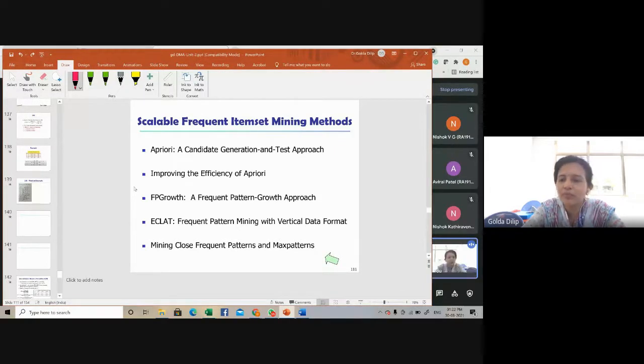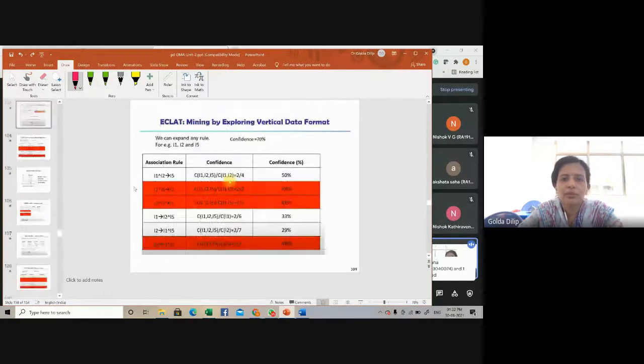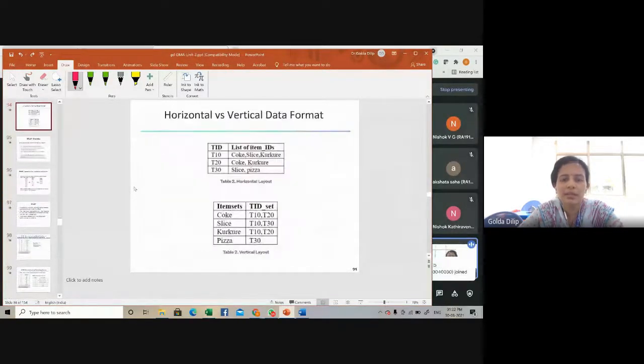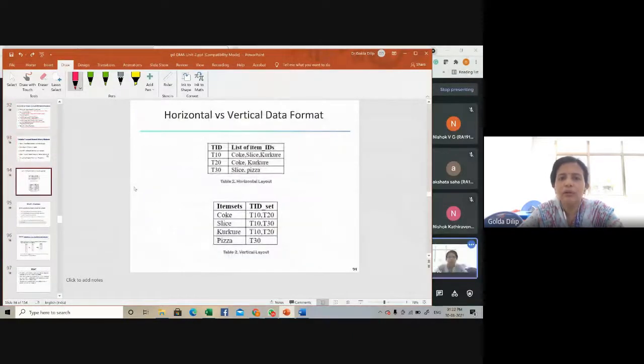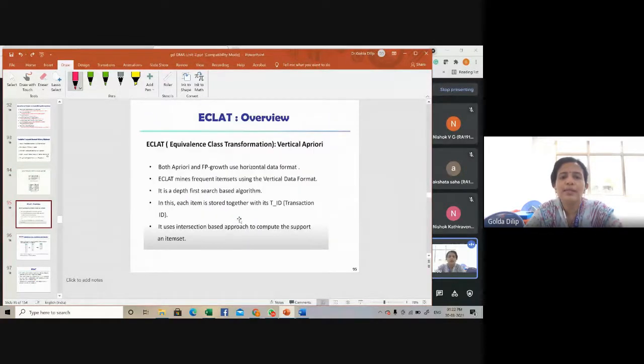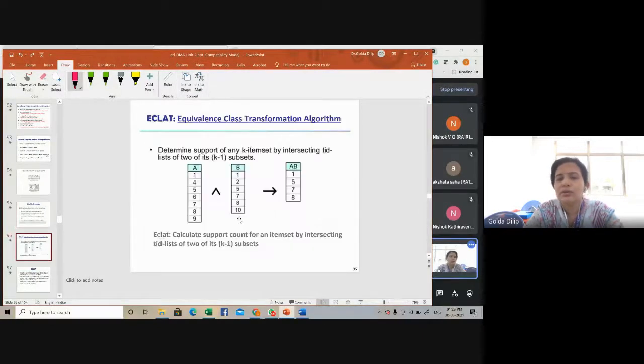What was ECLAT all about? Mining frequent patterns in a horizontal data format. Okay, so that was what we discussed in the last class. Generally we have data in the horizontal layout for your Apriori or your frequent pattern mining algorithm. So in case you have a vertical data format, a vertical layout for data, like what is shown here, then we go for this equivalence class transformation algorithm or ECLAT. It's also called vertical Apriori. So that's what we have discussed.